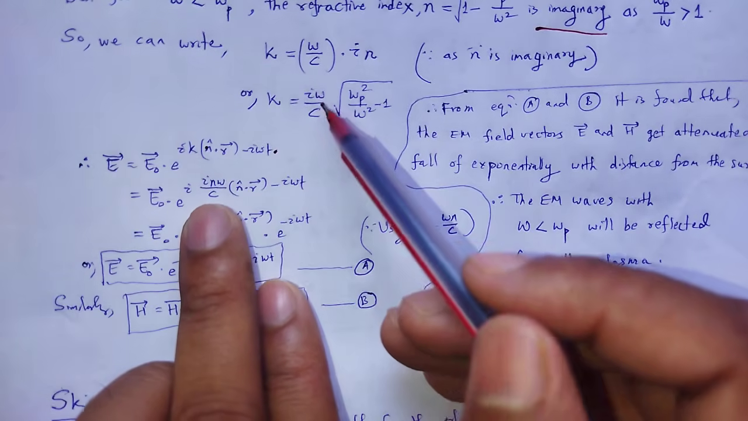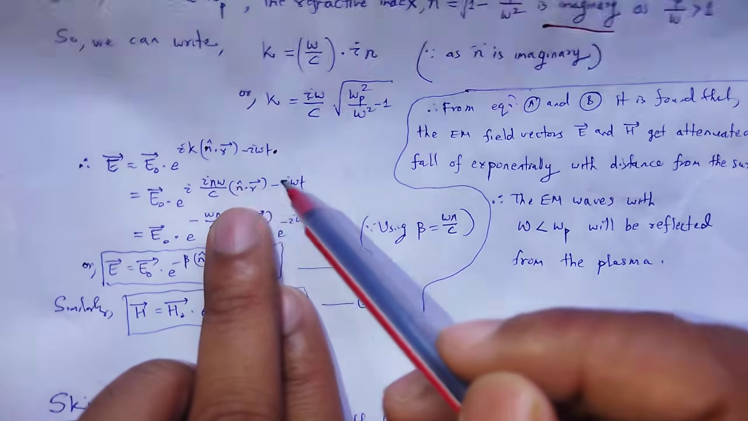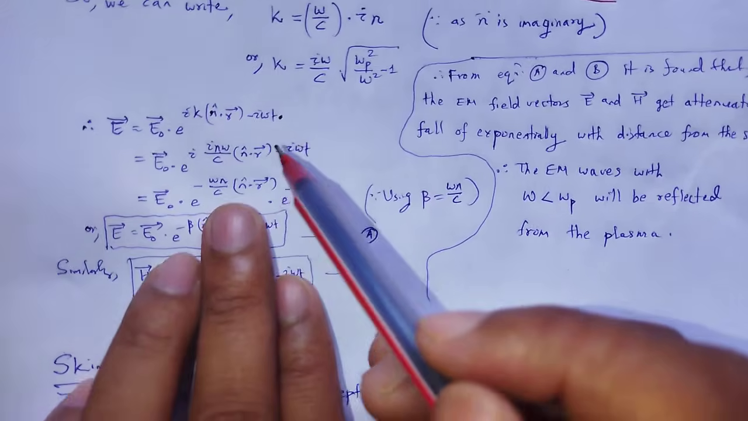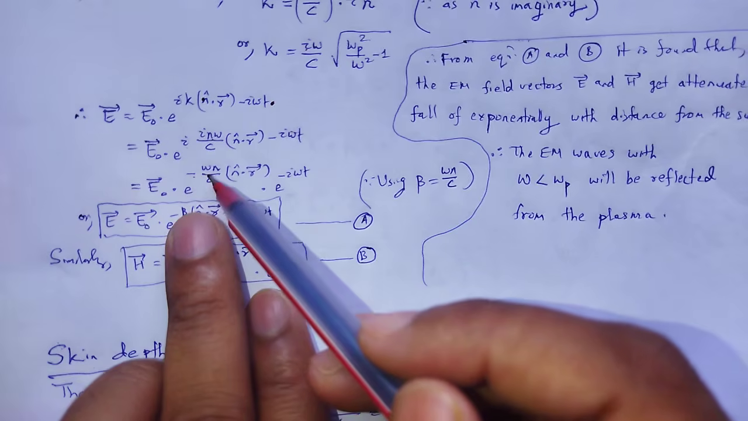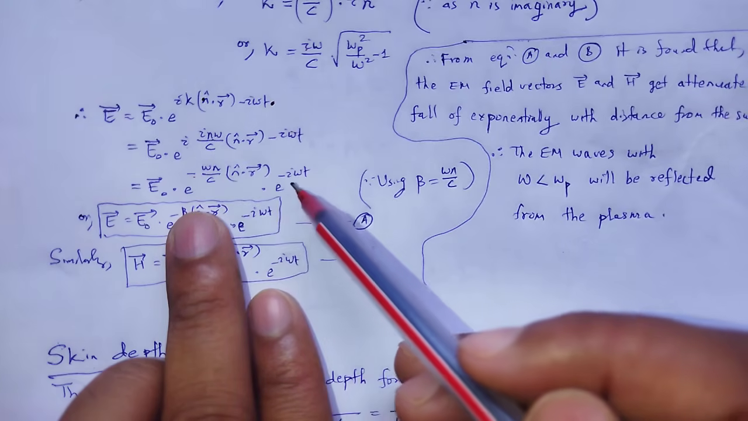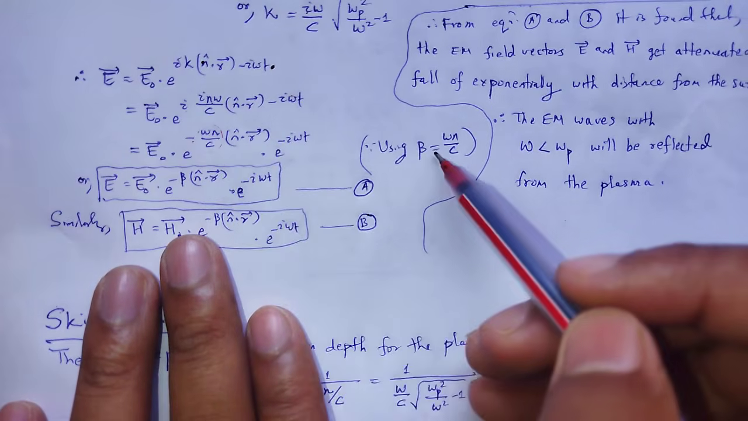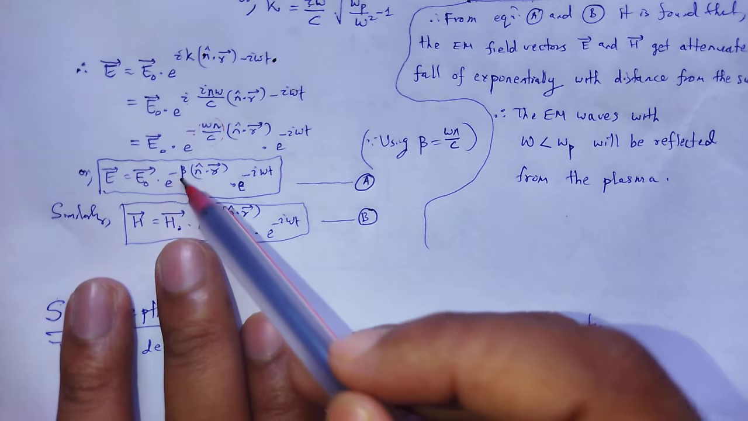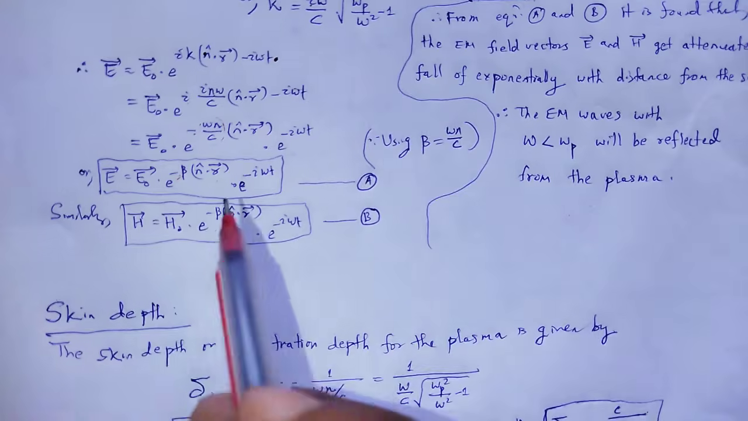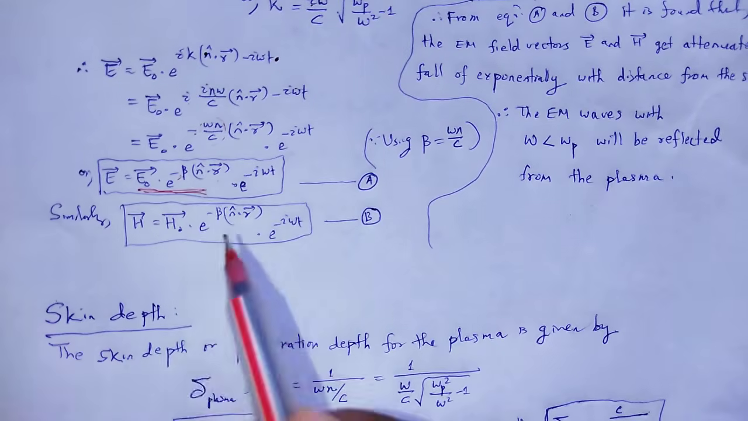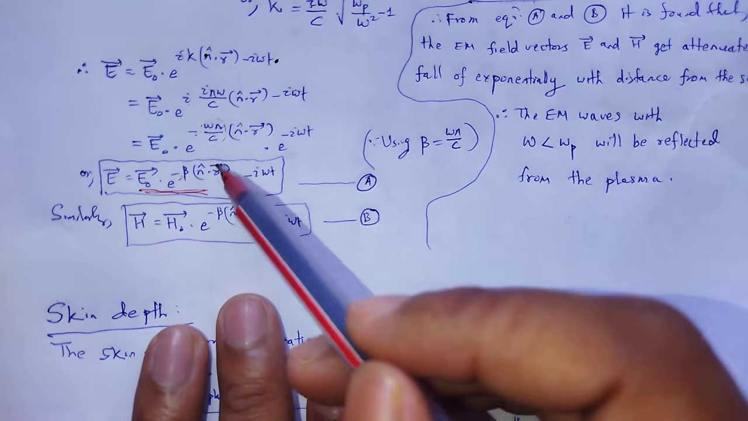Here k vector is i omega by c n cap dot r vector minus i omega t. With i squared equal to minus 1, this gives minus omega n divided by c, n cap dot r vector, into e to the power i omega t. Here we can substitute omega n by c as beta. So E is equal to E naught e to the power minus beta n cap dot r vector into e to the power i omega t. That is the amplitude term.